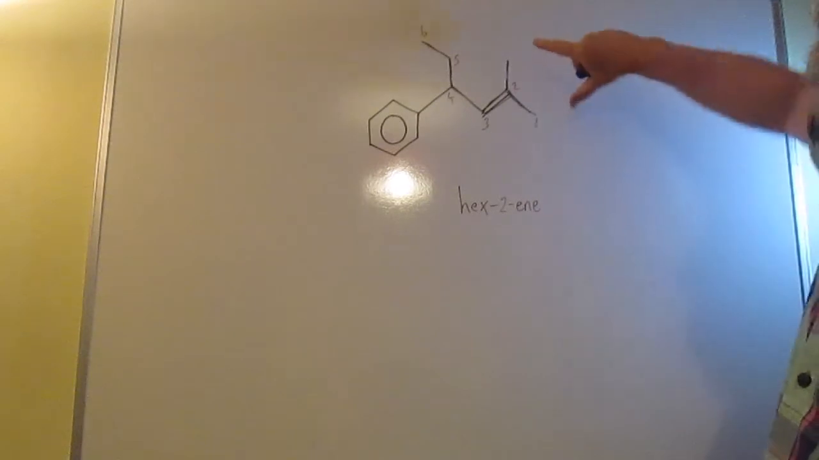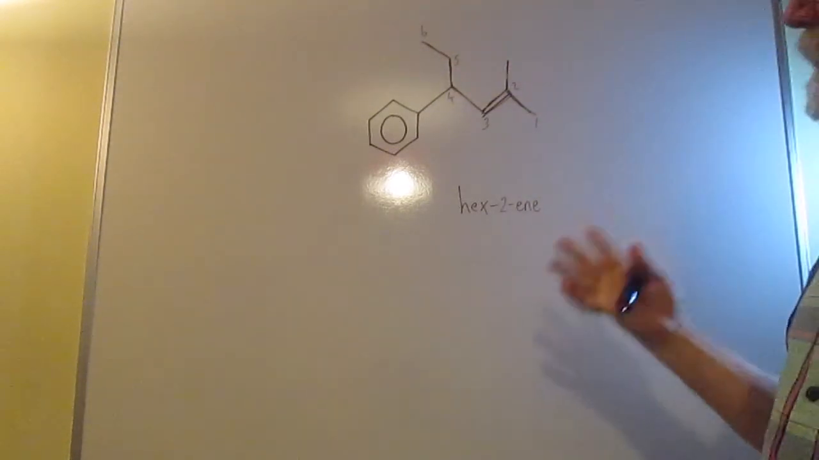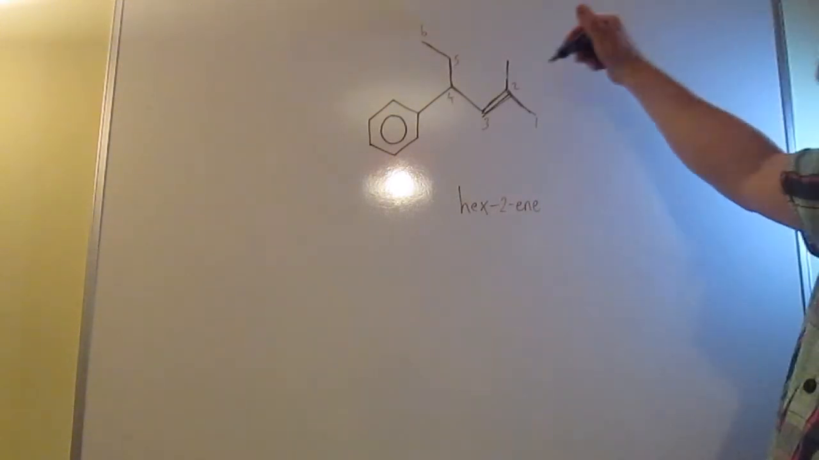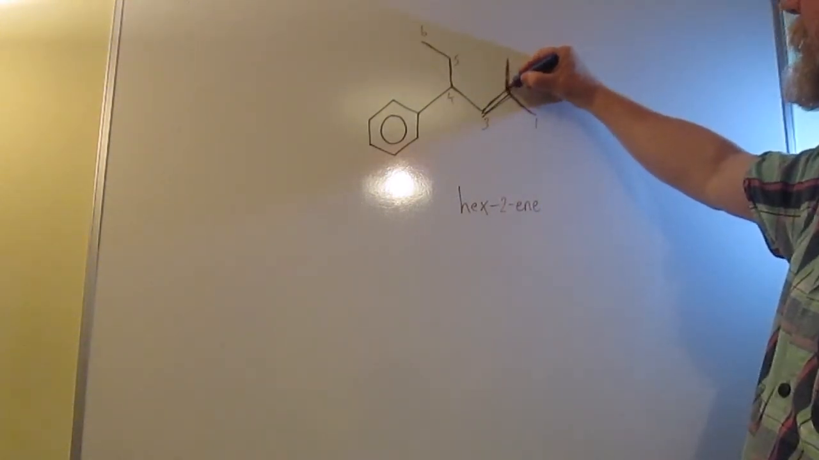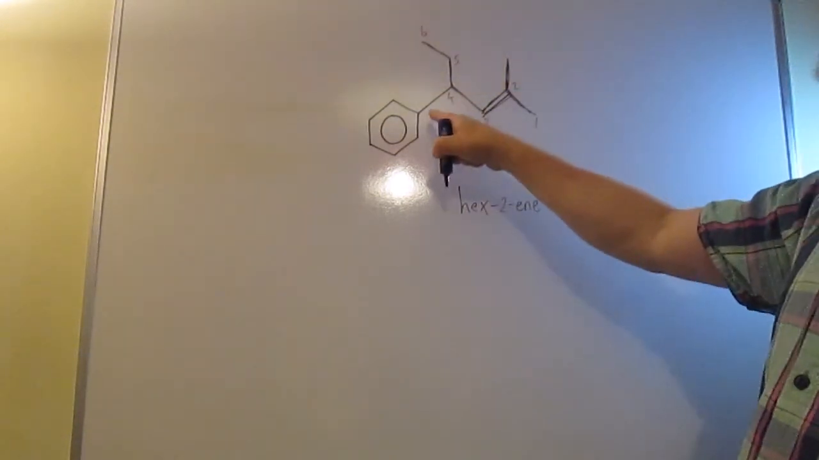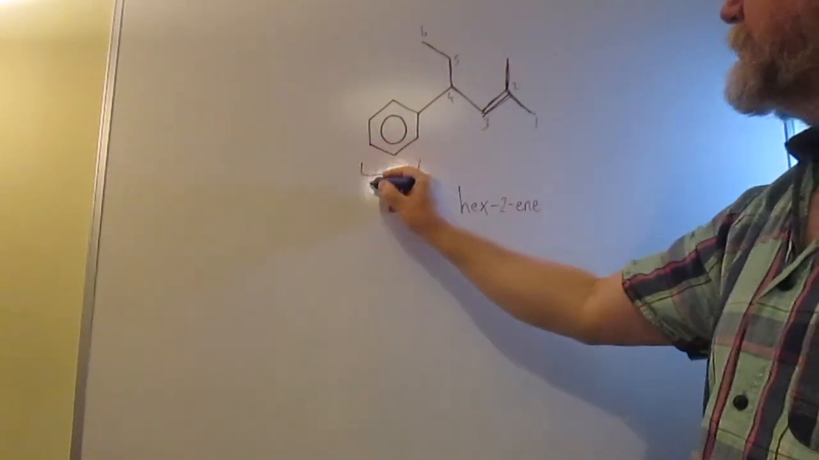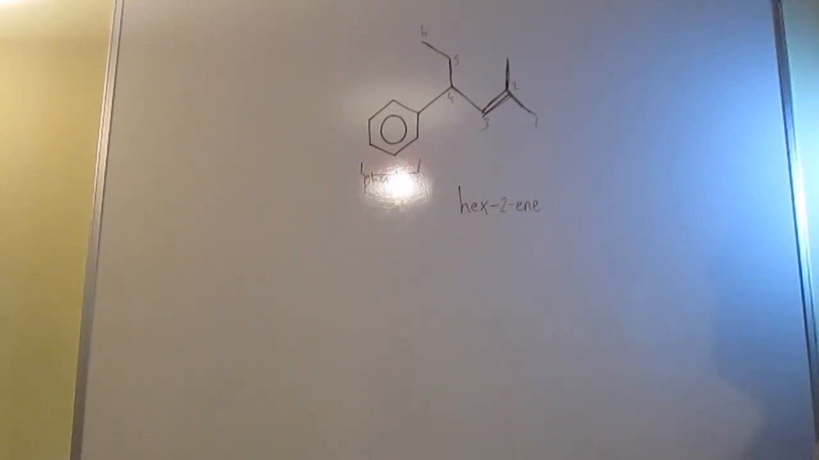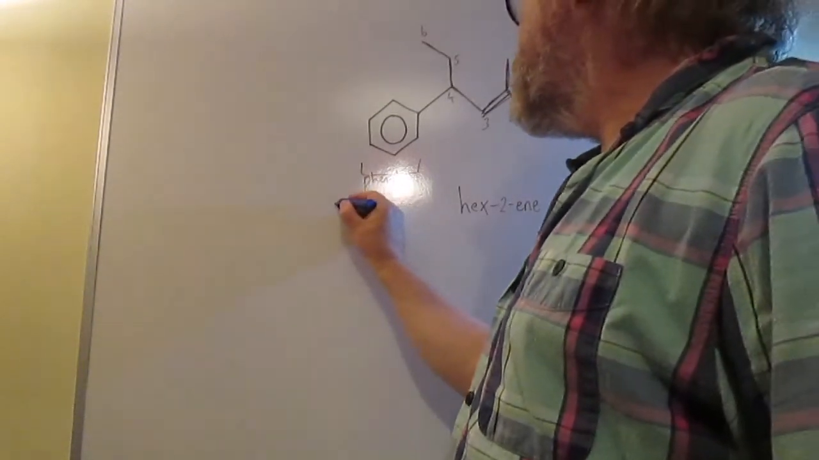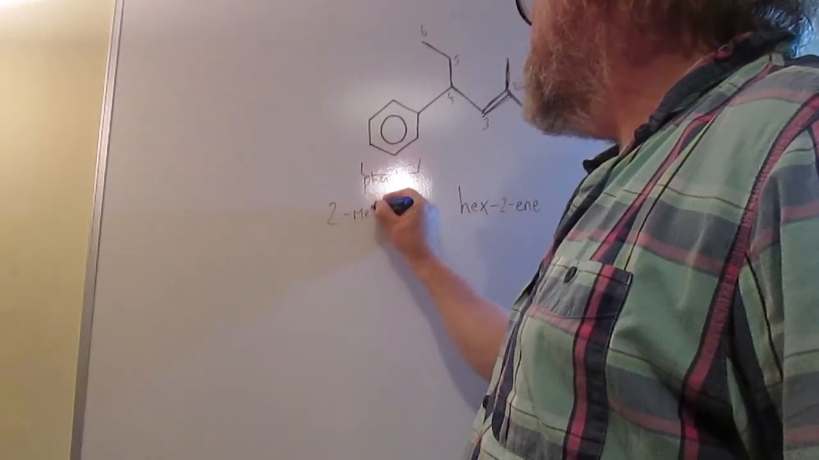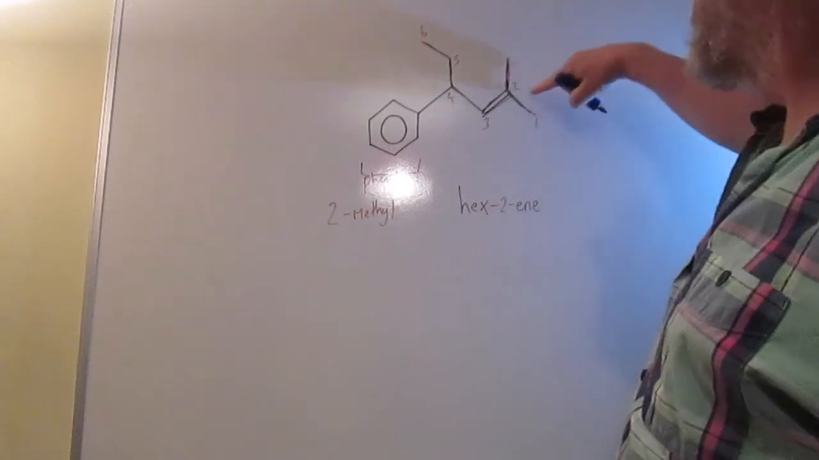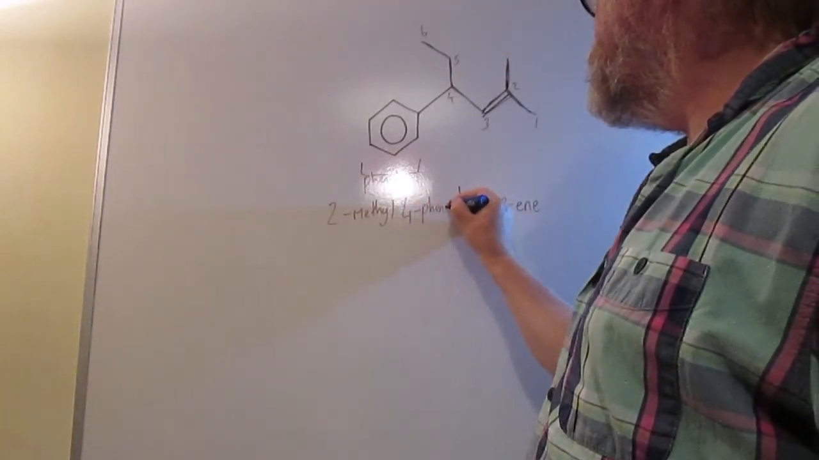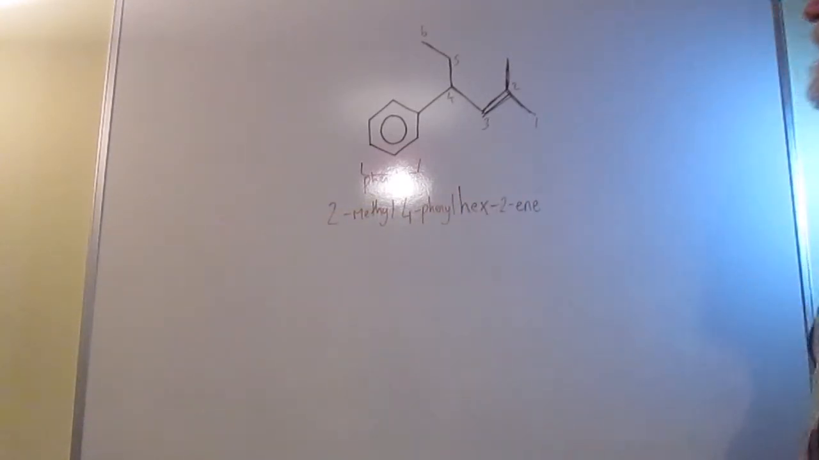No EZ issue because we've got 2 methyl groups at this end, so there's no possibility of EZ isomers. And all that misses out is the extra methyl group here on carbon 2, and the benzene ring, which remember we call a phenyl group here. Okay, so that's a phenyl group at carbon 4. So it's 2-methyl for that group, and then 4-phenyl, hex-2-ene is the name.